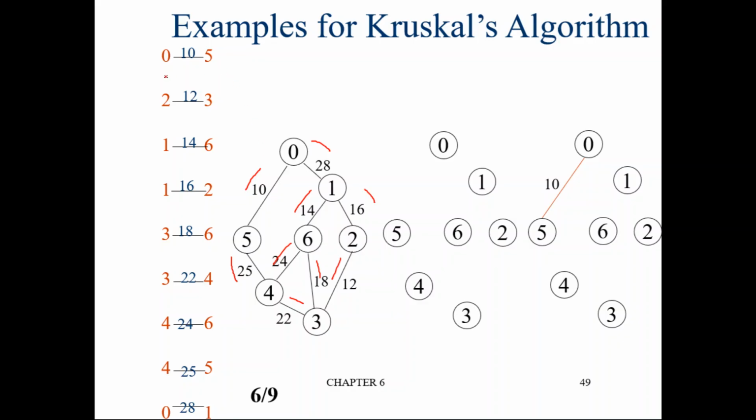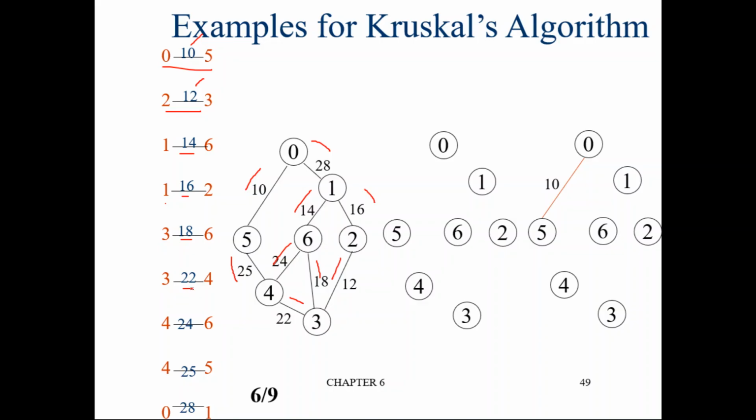Okay. So what is the first edge? 0 to 5. Its cost is 10. Second edge 2 to 3. Its cost is 12. Because now these edges are sorted in ascending order. See, the minimal cost edge is 10, between 0 to 5. Next minimal cost is 12, between 2 to 3. Next minimal cost is 14, between 1 to 6. Next minimal cost is 16, between 1 to 2. Next minimal cost edge is 18, between 3 to 6.